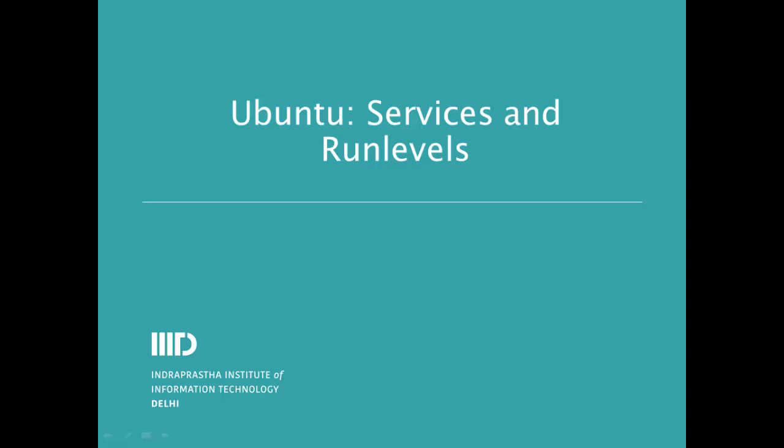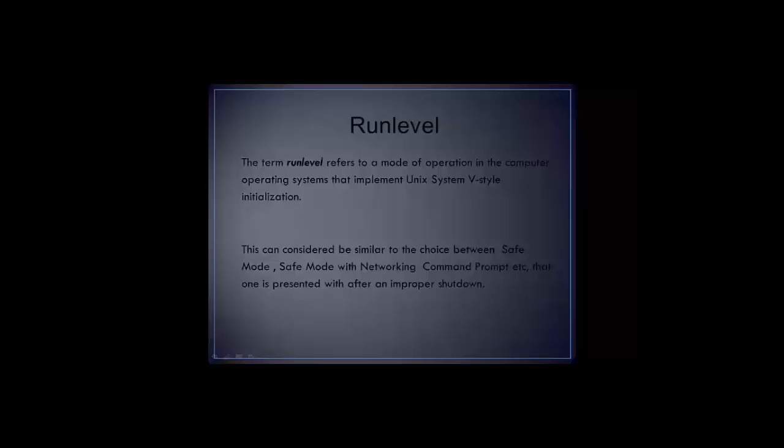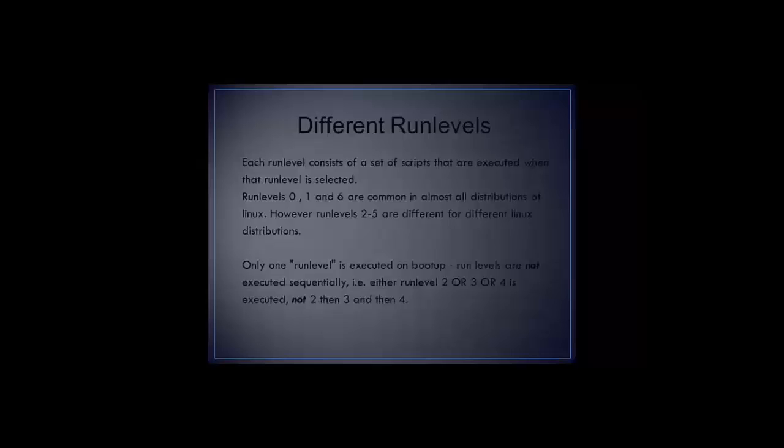And after that, we'd be talking about certain services. The term run level refers to a mode of operation in the computer operating system that implements Unix System V-style initialization. It can be compared to the safe mode that we have in Microsoft Windows. For a Unix-based operating system, we do not need to shut down the computer in order to change the run level. It can be done while the computer is running.